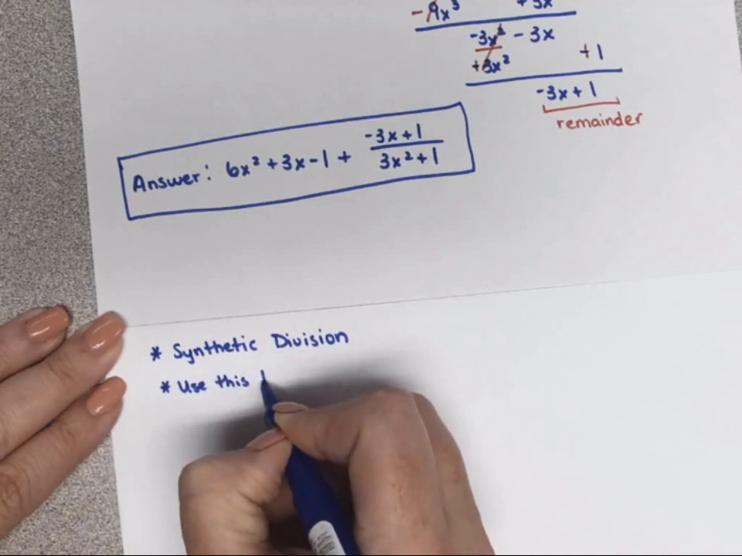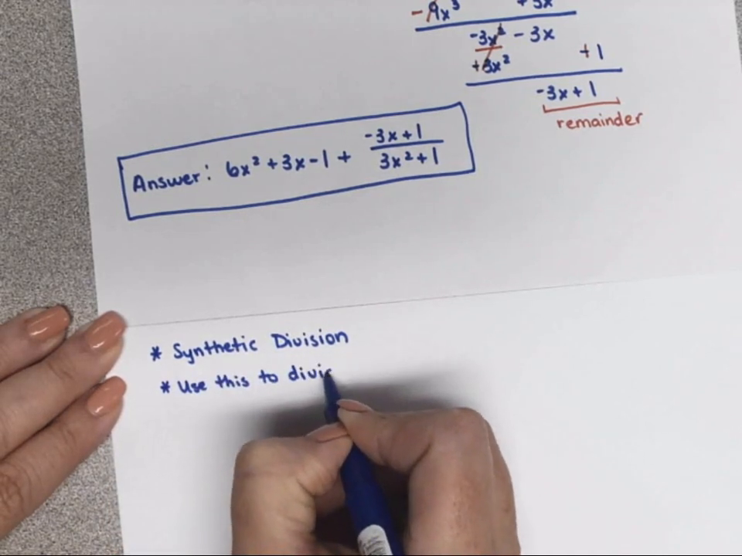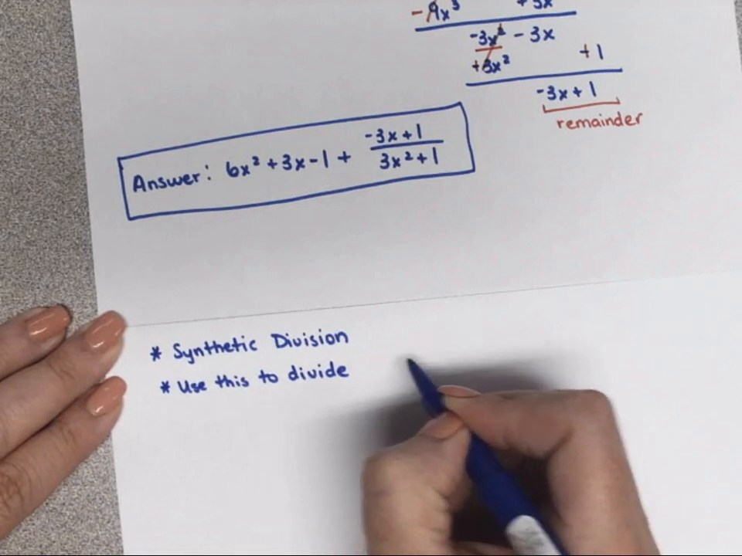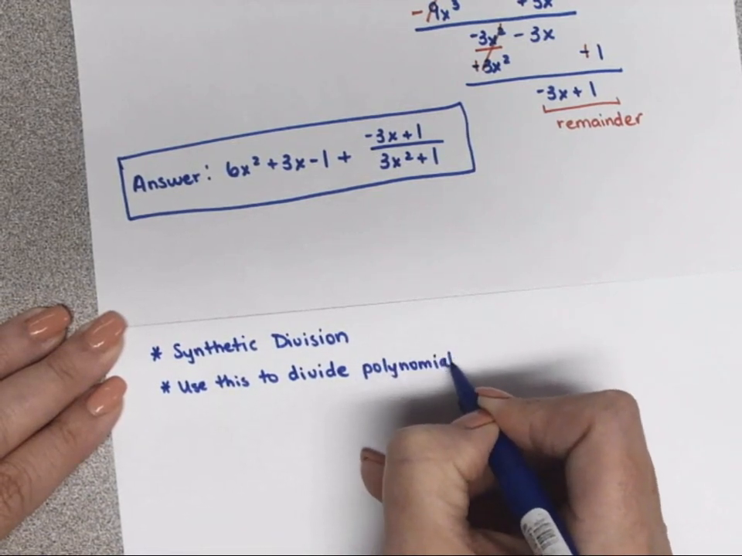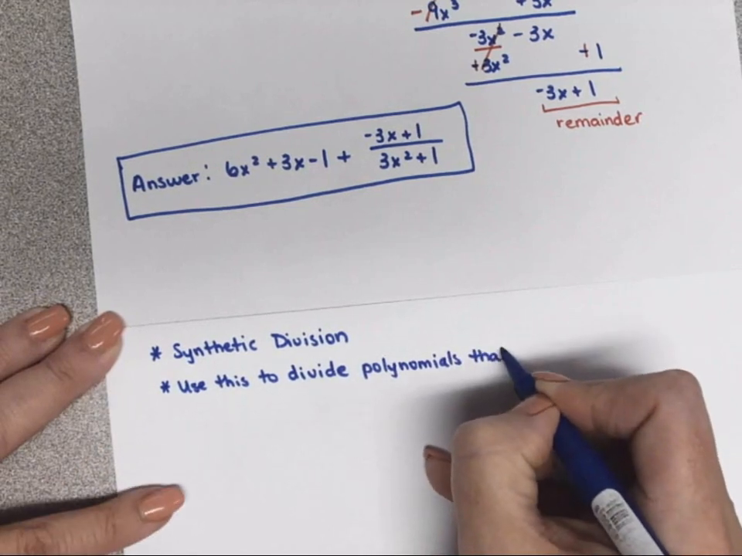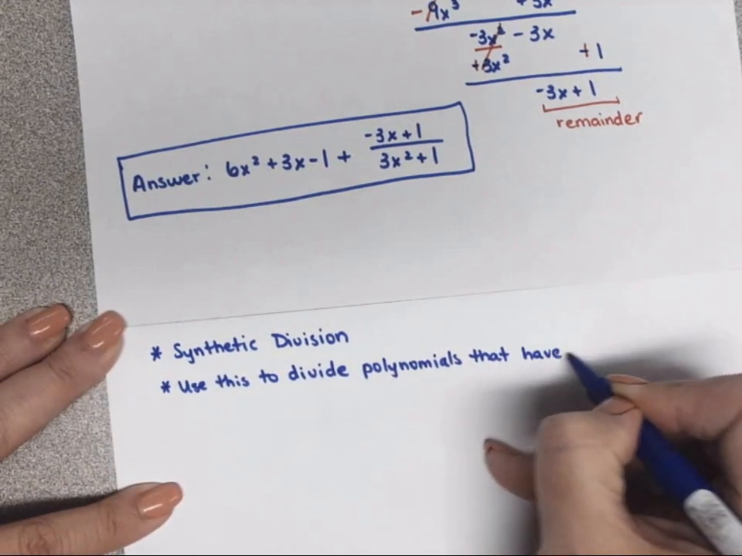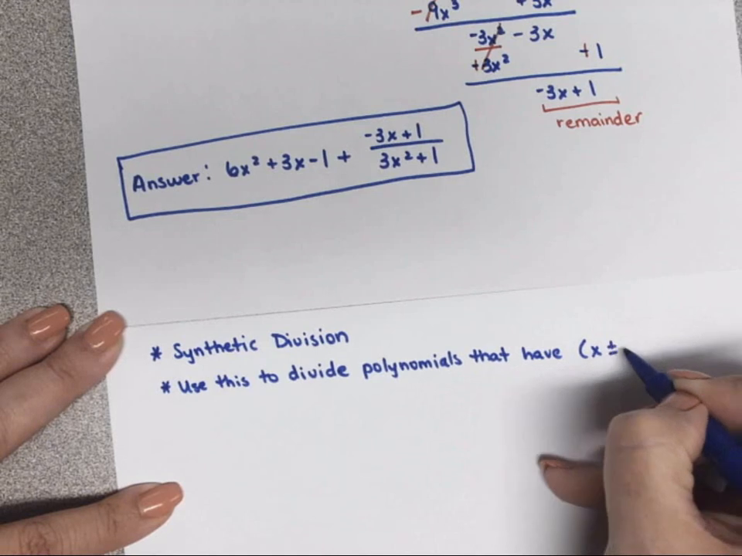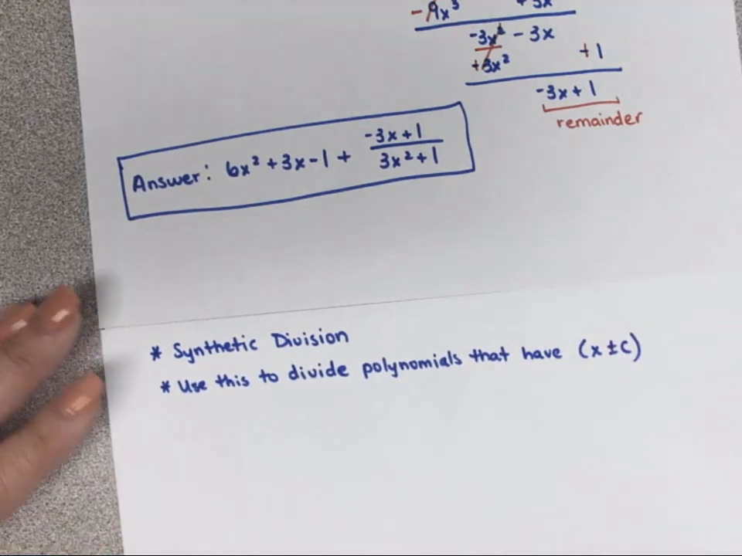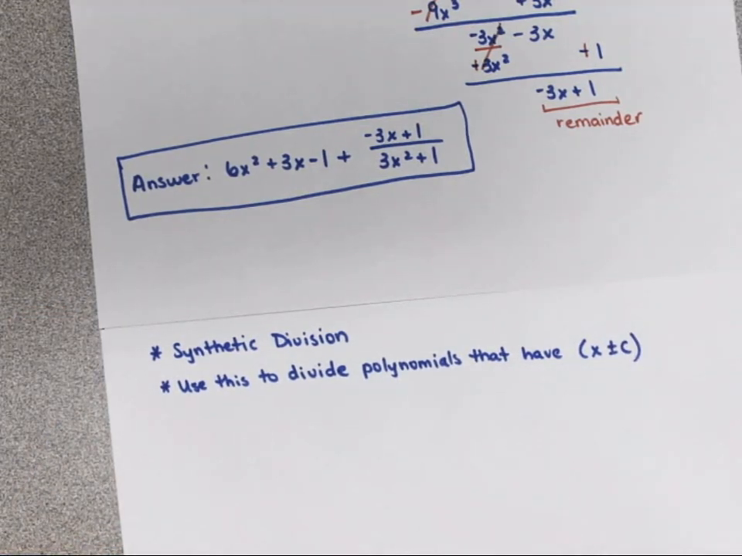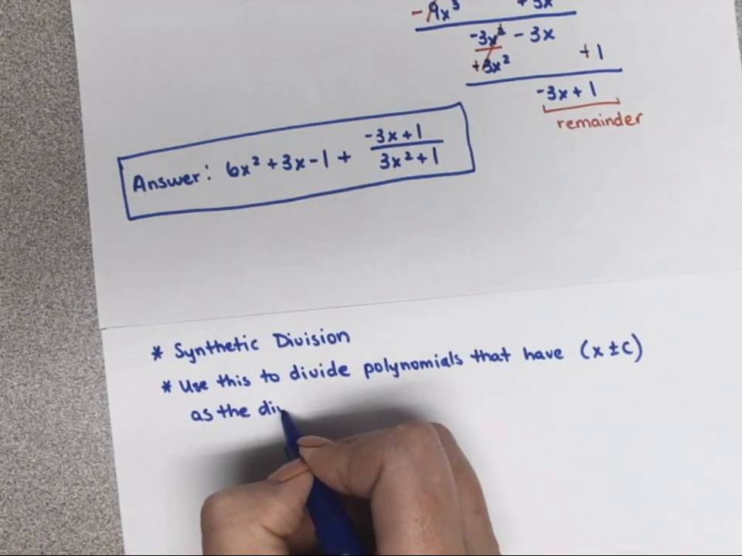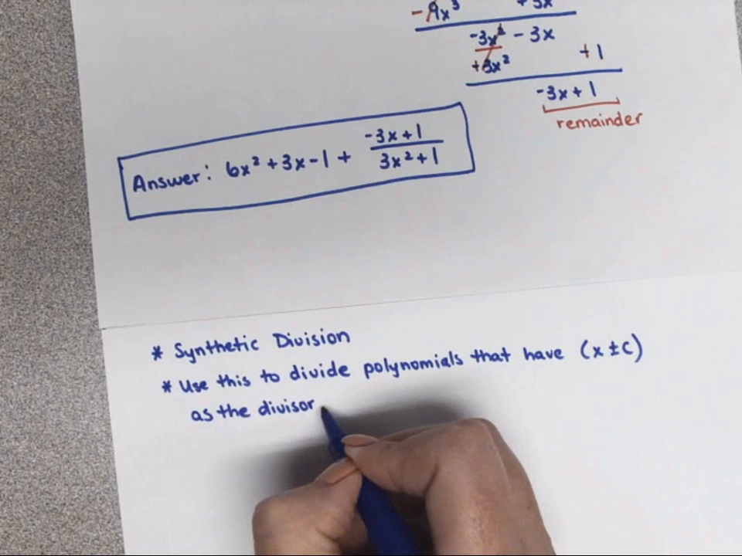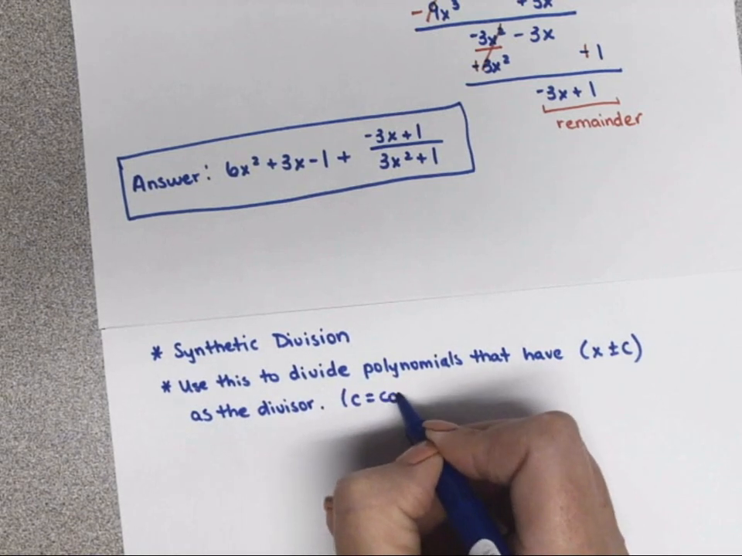But we're not allowed to use it all the time. So you're allowed to use this when you are dividing polynomials that are very simple. So you're allowed to use synthetic division when you're dividing by x plus or minus a number, okay, as the divisor, where c is a constant.